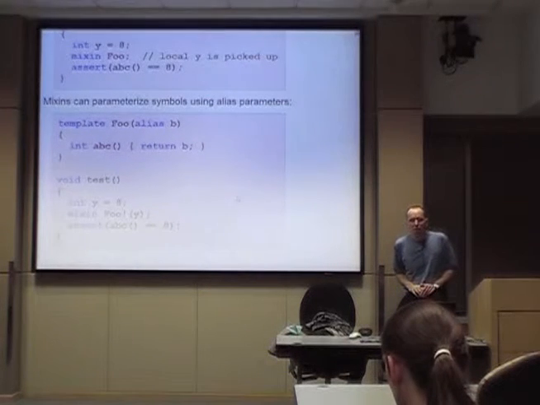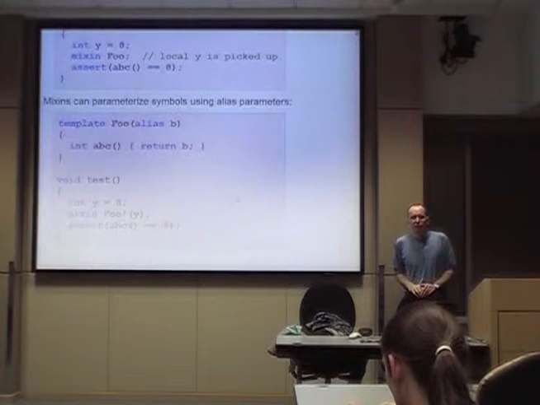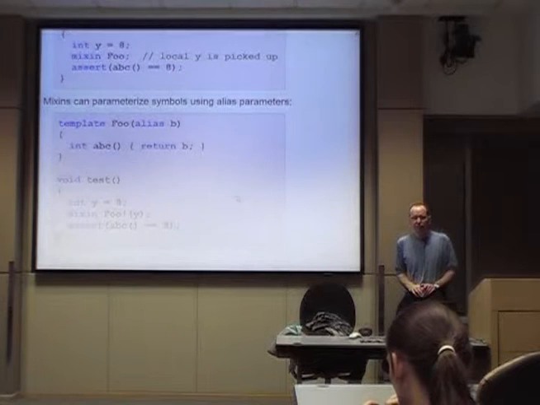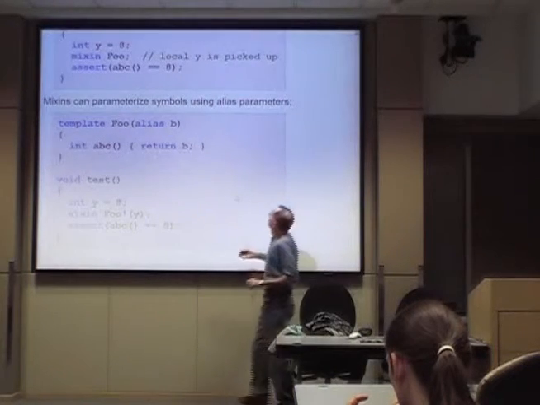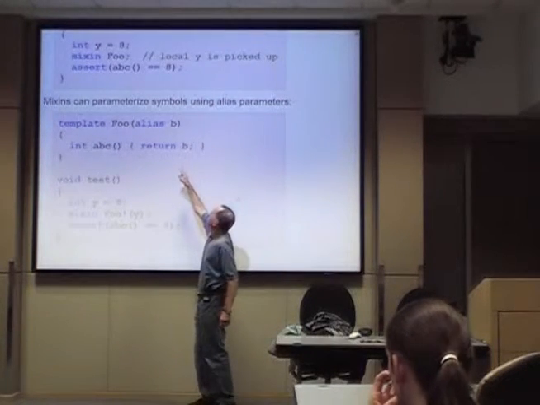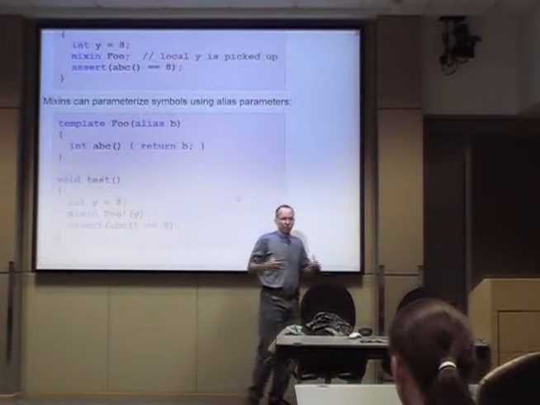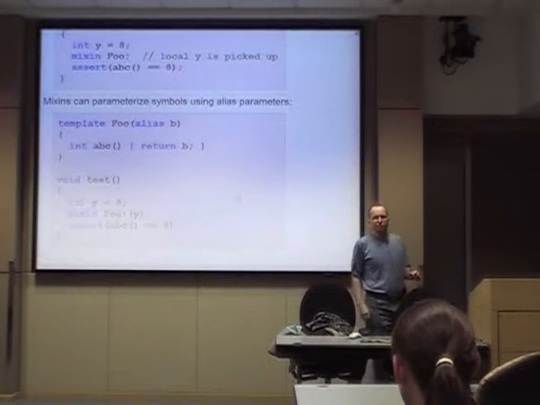Yes, sir. So I guess that kind of did answer my question. If there was a way, though, that you wanted to do it by value, is there any way to capture its value? Yes. Instead of alias B, you say int B, and then it will copy its value.